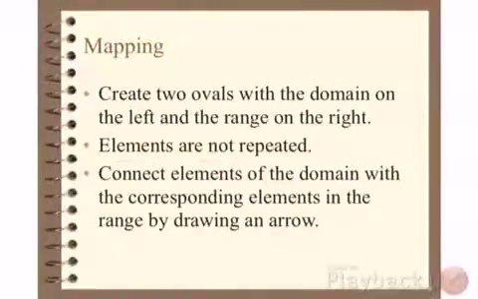So when you're mapping, you create two ovals with the domain on the left and the range on the right, and elements don't repeat. So remember that your elements don't repeat. You can have repeating arrows going from the same element, but don't repeat the elements in the ovals. Connect elements of the domain with the corresponding elements using arrows.